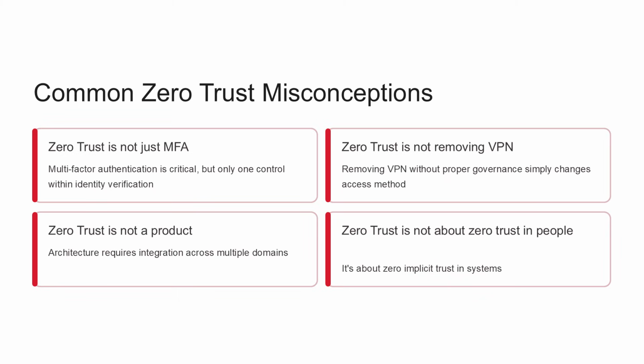Zero trust is not a product you purchase. Vendors may offer zero trust platforms, but architecture requires integration across multiple domains. Zero trust is not about zero trust in people. It is about zero implicit trust in systems. Zero trust does not eliminate all risk. It reduces implicit trust and limits blast radius. As an architect, you must move beyond buzzwords and ensure structural alignment with zero trust principles.